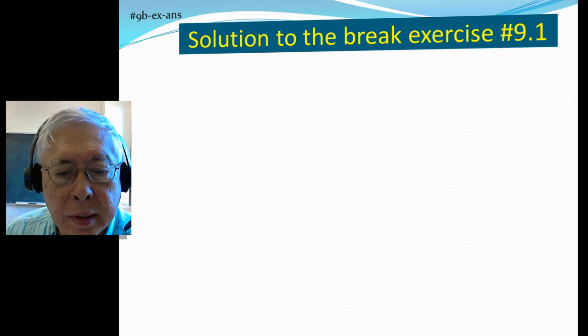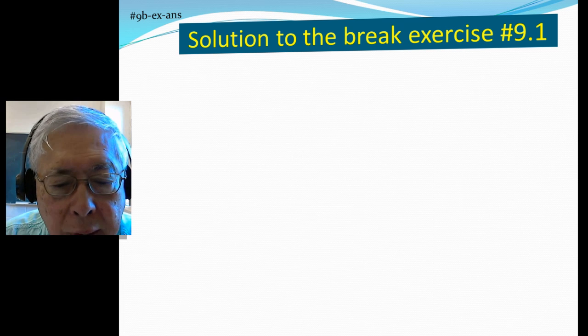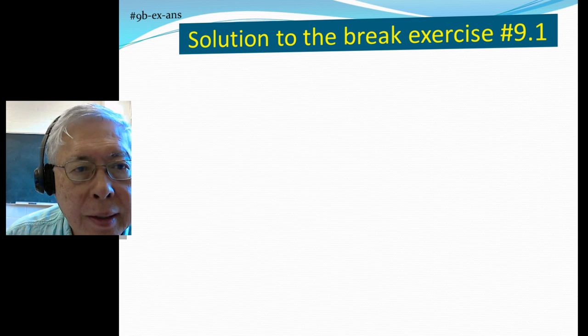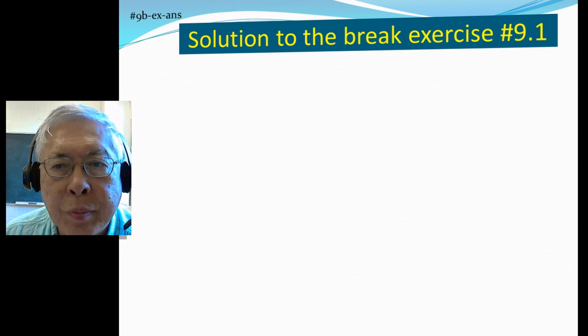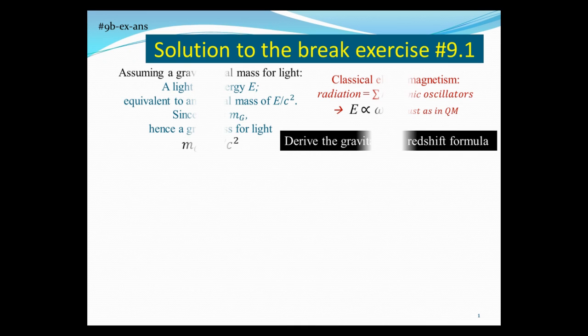Okay, this is the last part of lecture number 9. But first, let me give you the answer to the break exercise. Remember we said if you assume light has a gravitational mass, which we argued should be equal to E over c squared, then because E is proportional to frequency, we can derive the gravitational redshift formula from assuming light has a gravitational mass.